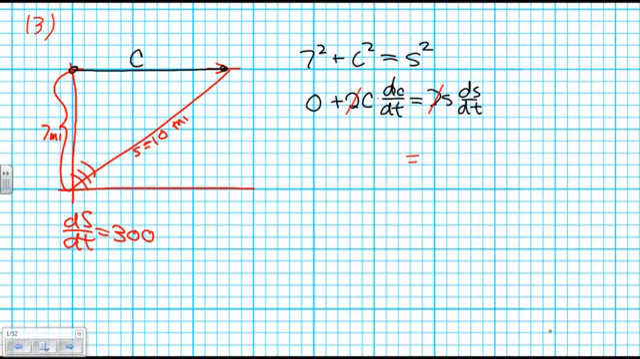I know what s is at the instant that I'm interested. It's 10 miles. I know what ds/dt is at the instant that I'm interested in. It's 300 miles per hour. And the question is, how fast is it flying? I'm interested in what dc/dt is. The question is, what's c?